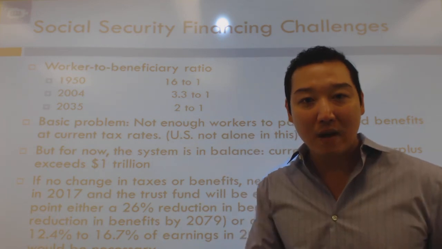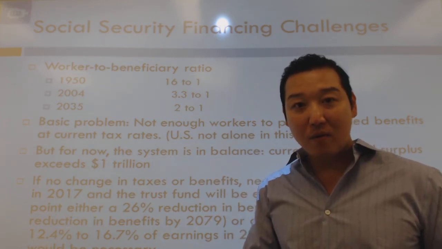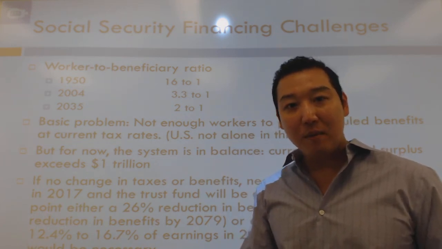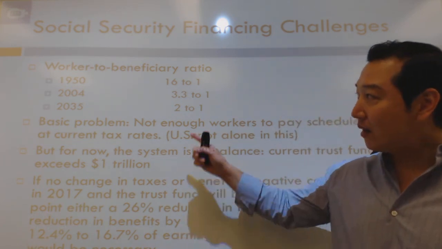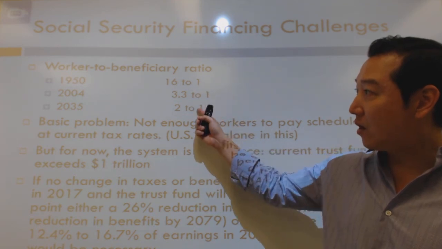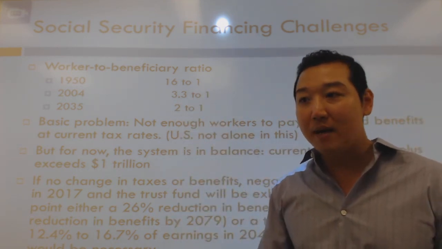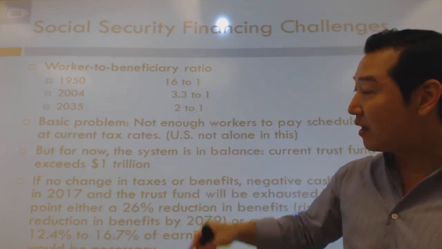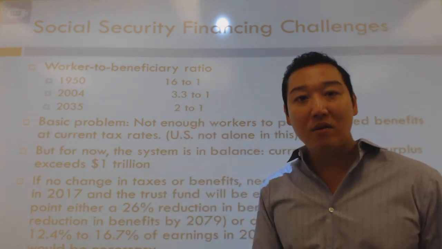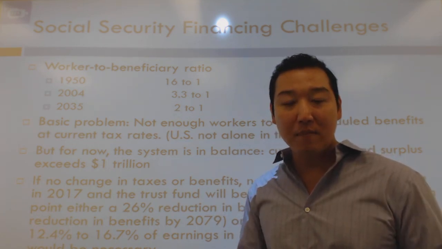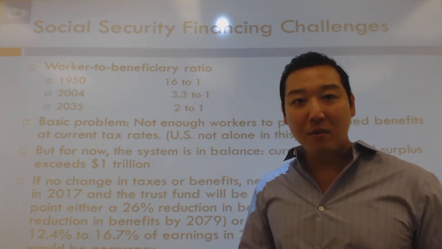So you can imagine the implications for the financing of the system. We have plenty of workers putting money into the system to be able to fund the program. But look at the diminishing ratio over the years. By 2004, we were down to 3.3-to-1, and the projection is that by 2035, that ratio will be down to 2-to-1. We'll only have 2 workers for each potential beneficiary. And so naturally, we have to do something.